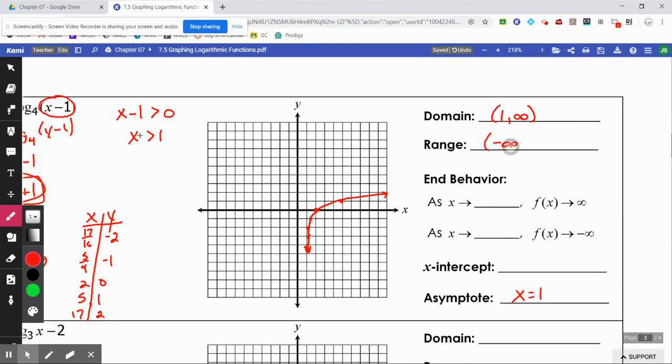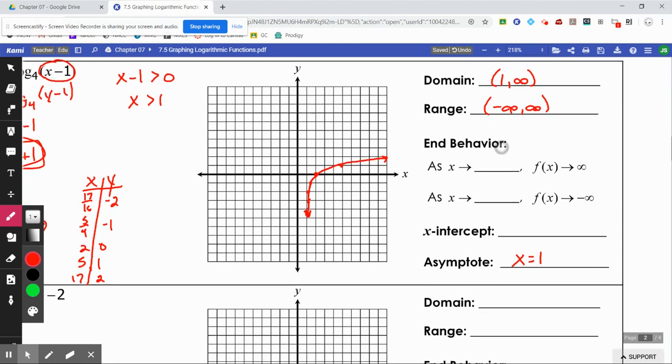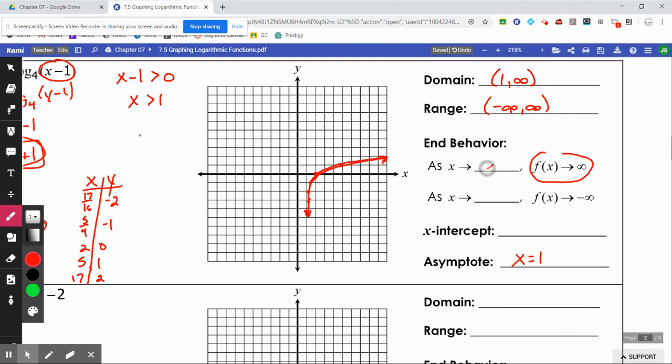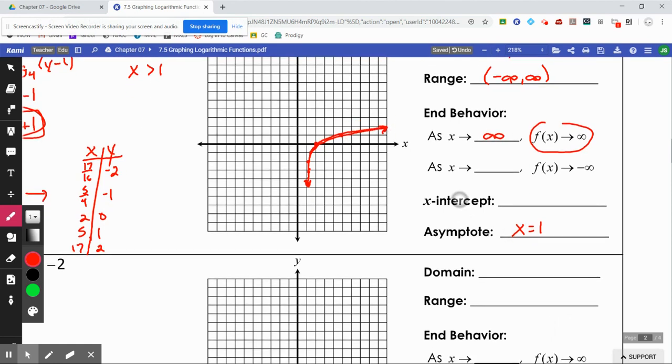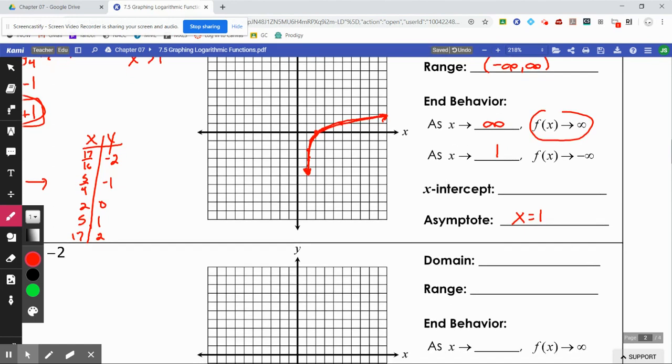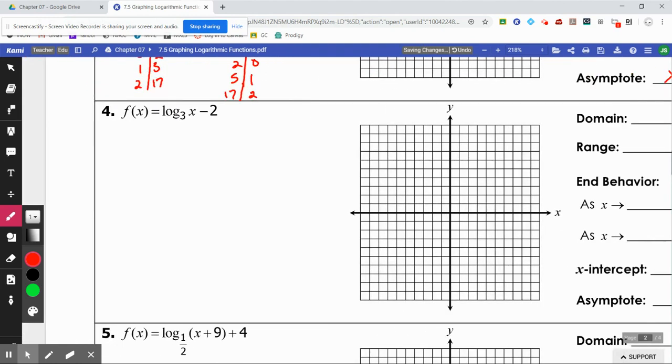My range goes from negative to positive infinity. When does my graph go to infinity? That's as I travel to the right, my graph goes up. So as x goes to infinity, my y goes to infinity. As x approaches this value of 1, my y value goes to negative infinity. I do have an x-intercept now at (2, 0). Next graph.